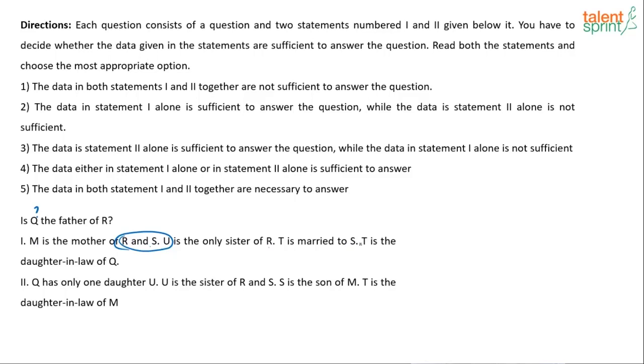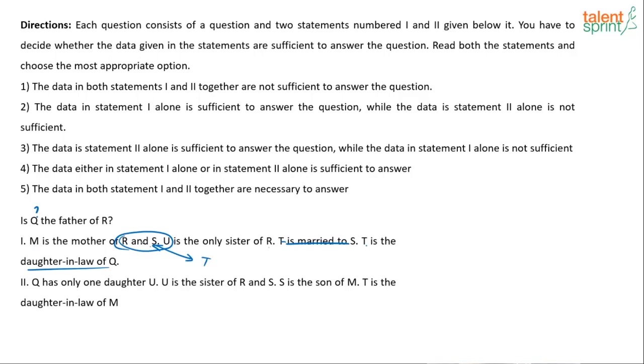T is married to S, doesn't matter, because it's in the siblings. I am focusing on Q. T is the daughter-in-law of Q. So it's actually important. T is married to S. So this is a married couple. T and S is a married couple. T is the daughter-in-law of Q.